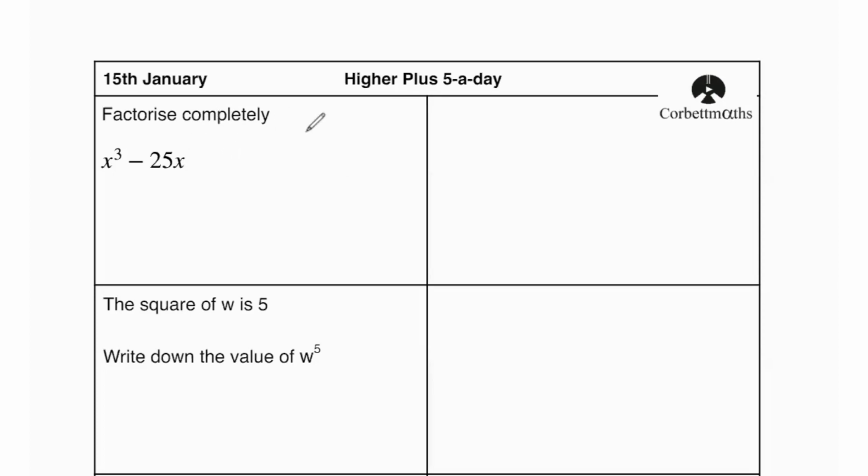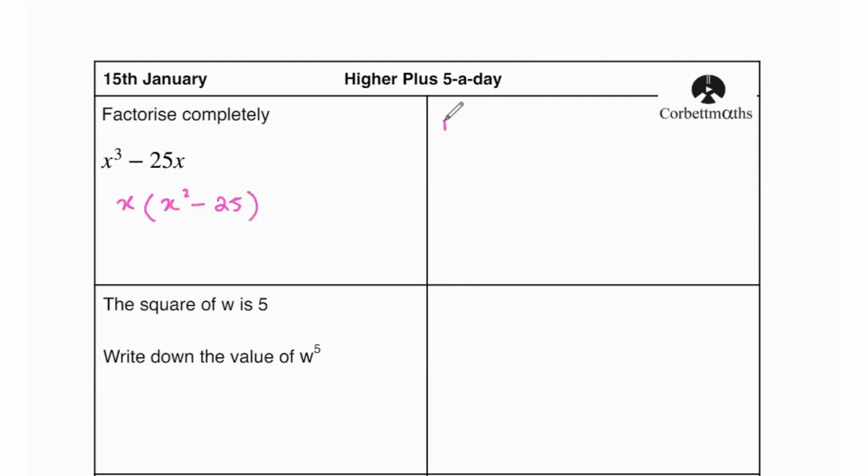First question says factorize completely. The equation we have is x cube minus 25x. So as you can see, between x cube and 25x, we have x common. So when you take x common outside, we'll have x squared minus 25 inside the bracket.